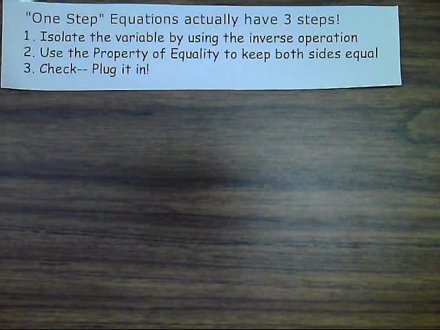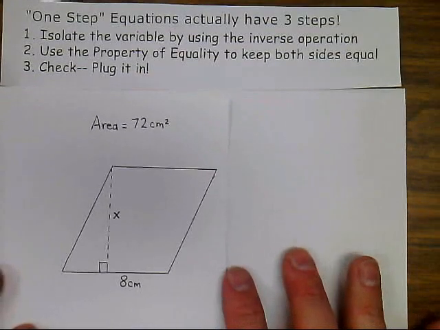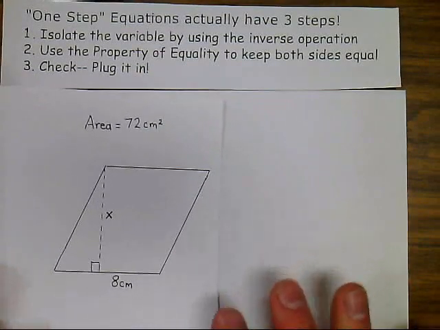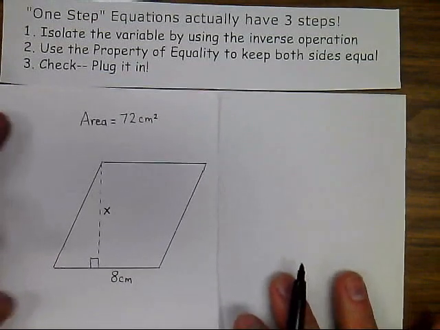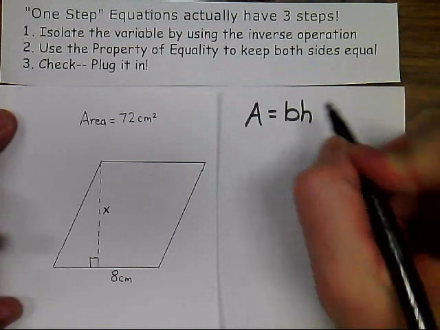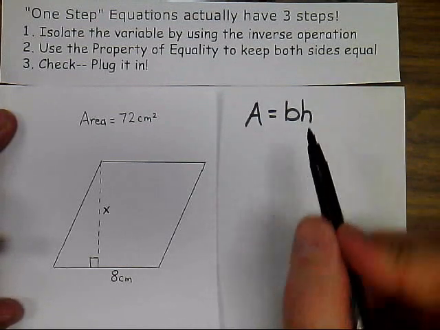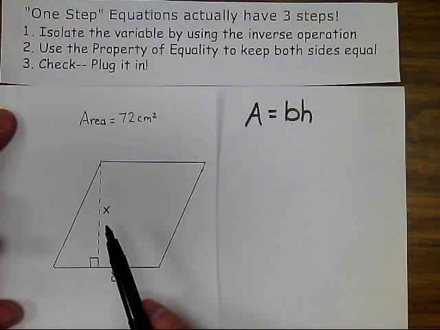So I would like to use this first example. It's a real-life example of finding the area of a parallelogram to help us to understand how we can apply this concept. So we know from previous instruction that the area of a parallelogram is area equals BH. That stands for area equals base times height. In this problem, we know the area and we know the base. What we don't know is the height.